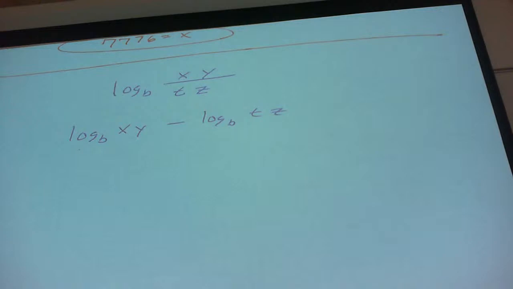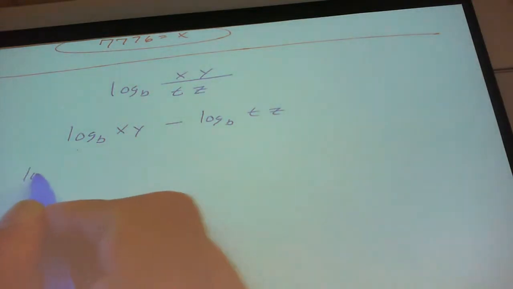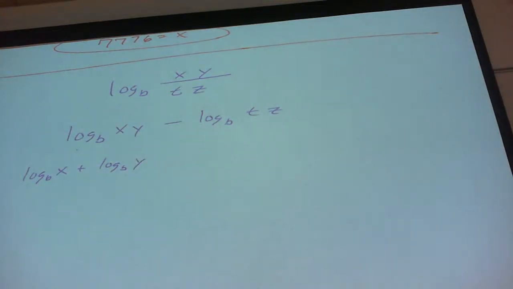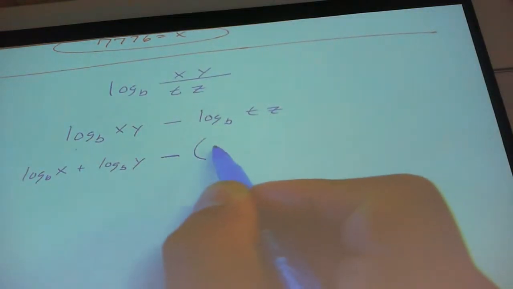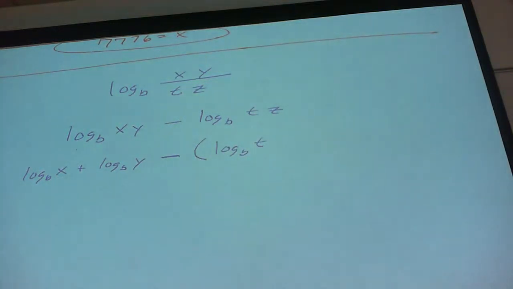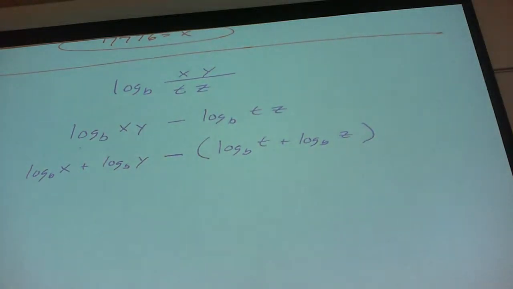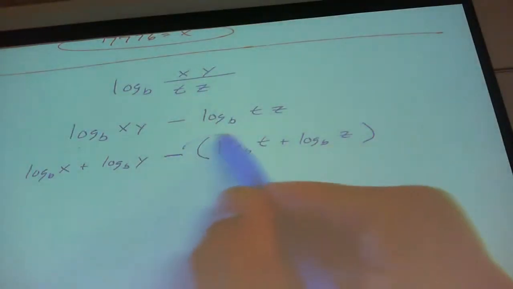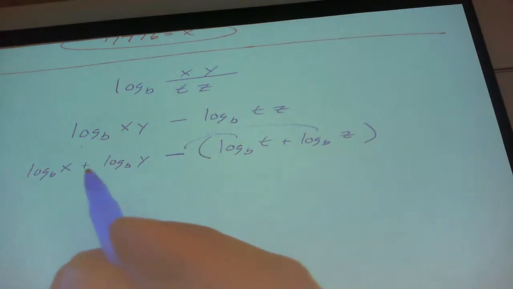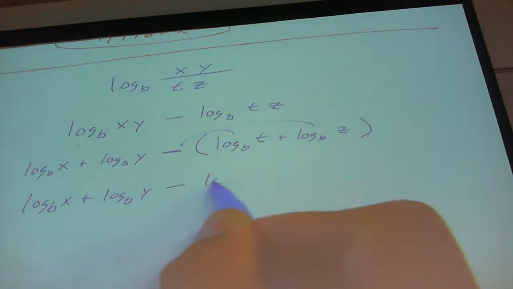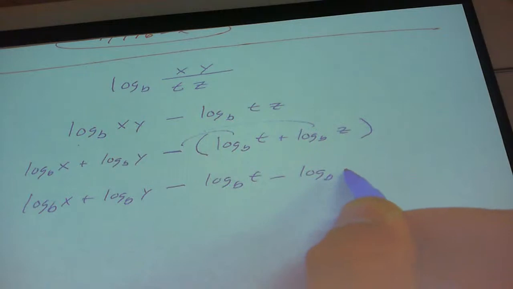Are we okay? Now, when two things are being multiplied, they can be separated how? Addition. So log bx plus log by. Okay? Can I do that to the other side with t and z? But be careful, all this is being subtracted, so I would put it in parentheses to be safe. Log base b of t plus log b of z. I can distribute that subtraction. So I have log bx plus log by minus log bt minus log bz.